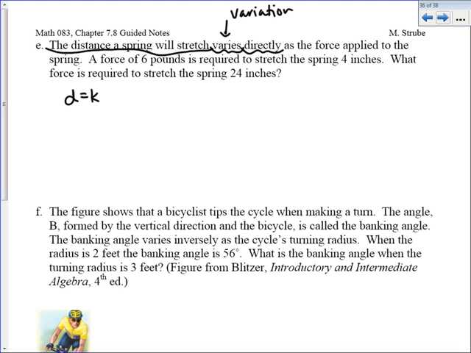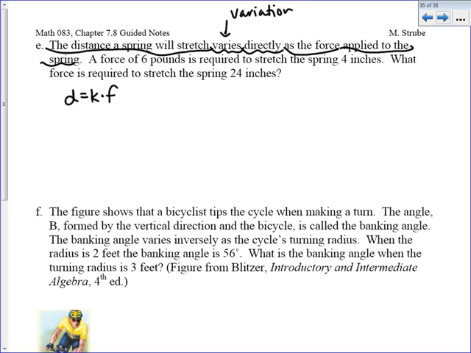Directly times, and as the force applied to the spring. So we need another variable for the force applied to the spring. F. That's a perfect variable. And the reason I choose them meaningful is it's a little bit easier when you go to substitute to make sure you get the numbers in the right place.